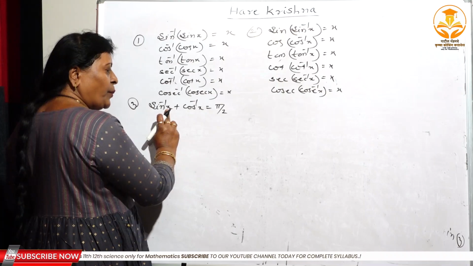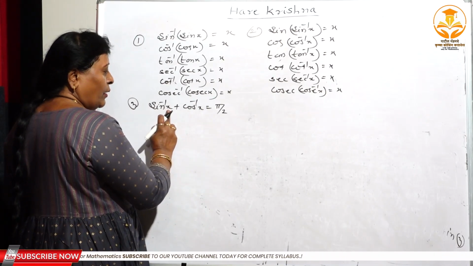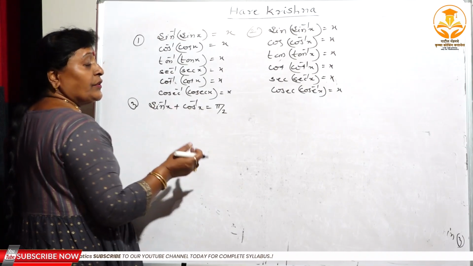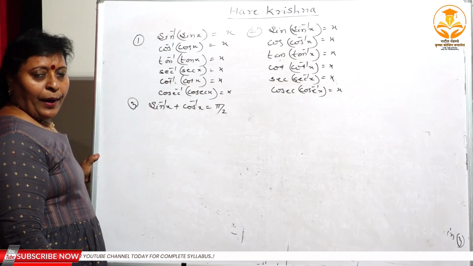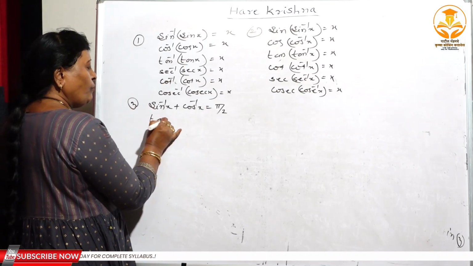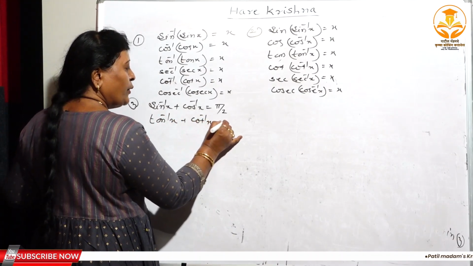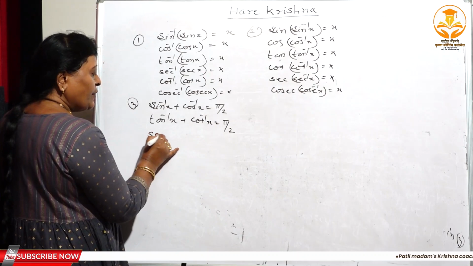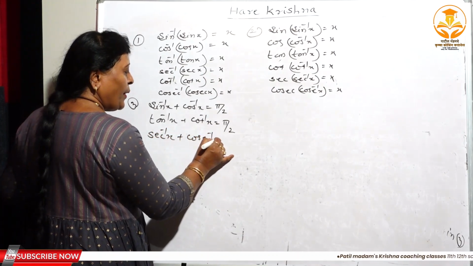If root of x square minus 1, root of x square minus 1, right? The angle of this sin inverse and cos inverse must be same. Then and only then the value of this is equal to pi by 2. Very important formula. Similarly, tan inverse x plus cot inverse x is also equal to pi by 2. Sec inverse x plus cosec inverse x is also equal to pi by 2.